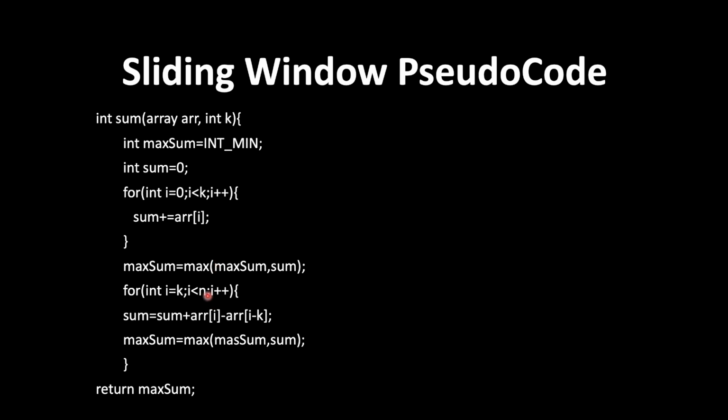I again tell you the pseudocode in brief. We take the maximum sum with int minimum, the sum equals to 0, and then in this whole process I am making a subarray of size k, making the sum, and then I am storing the maximum sum in the maximum value, and then I am sliding the window till the end of the array. I am taking the ith element, which is the next element, and removing the last element, and then storing it in the maximum sum, and then at last we are returning the maximum sum. This was sliding window pseudocode.